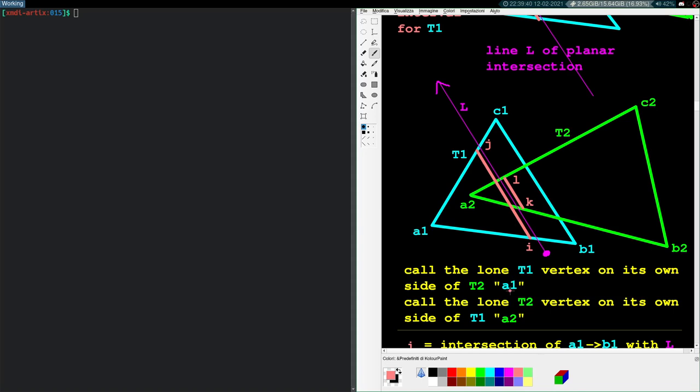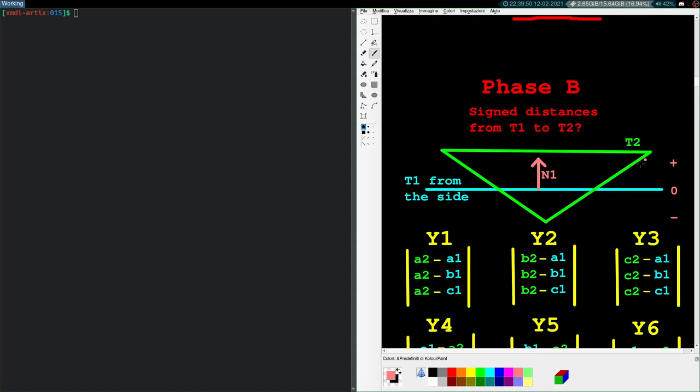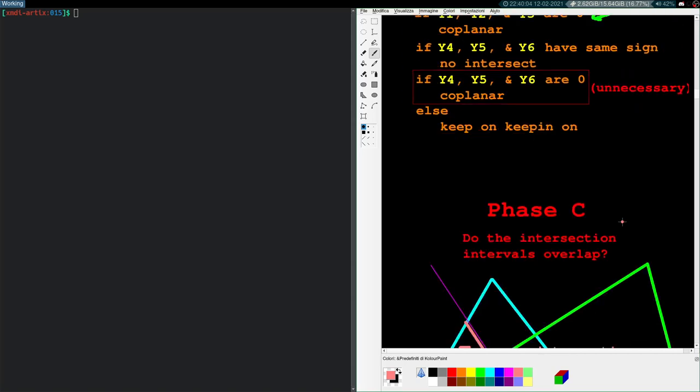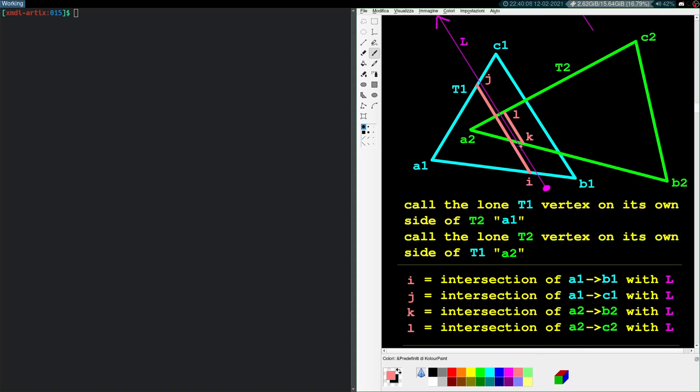So call the lone vertex from triangle T1 on its own side of the plane of triangle T2 A1. So basically, if you have this view here from the side of triangle T1, this here would be point A2. And then in the opposite case, where this is green and this one is blue, this point would be A1. The lone vertex is called A. If you call it A1 and A2 respectively, then you can evaluate intersections of these line segments with line L. So for example, where A1, B1 crosses line L, that is point I. And where A1, C1 crosses L, that is point J. A2, B2, that's point K. A2, C2, that's point L.